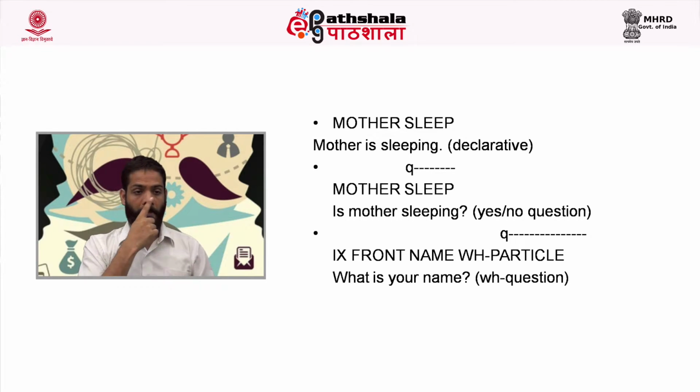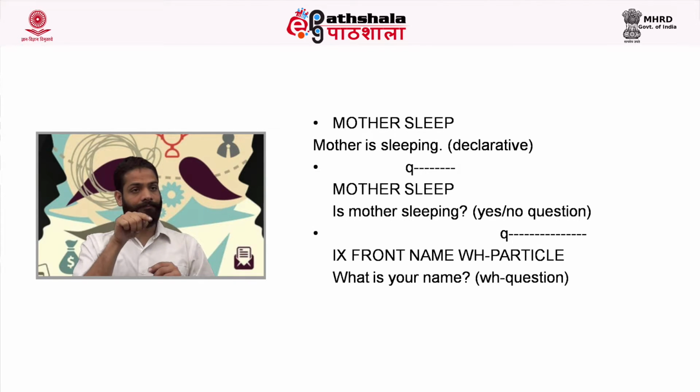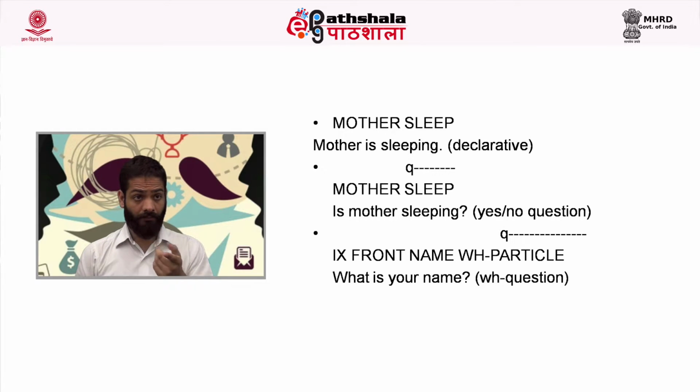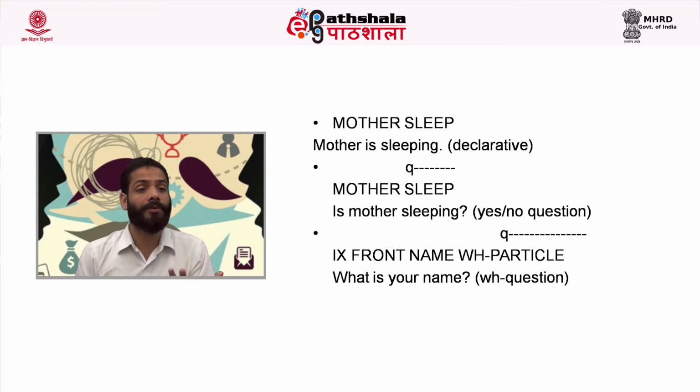Now we're going to see examples of a few of the sentence types. The first is mother sleep, that is, mother is sleeping. This is a simple declarative sentence. Now, with respect to yes-no questions, we'll ask, is mother sleeping? The sentence structure would be the same, that is, mother sleep, but there would be a non-manual marker to mark the yes-no question.